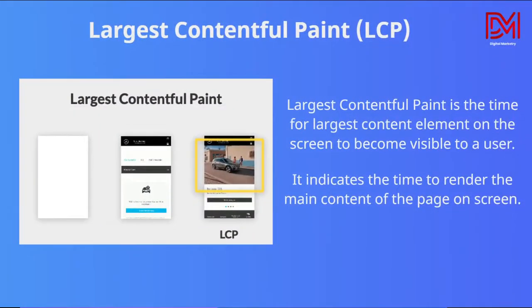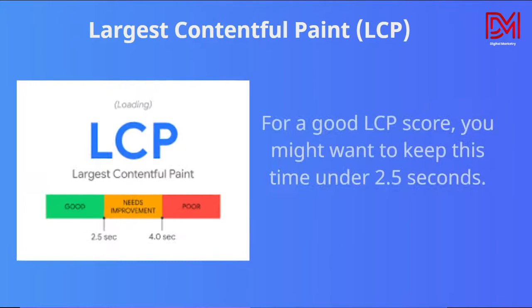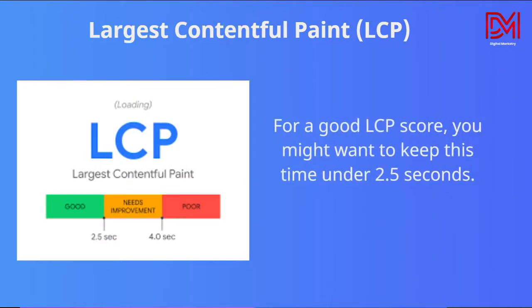Largest Contentful Paint is the time for the largest content element on the screen to become visible to a user. It indicates the time to render the main content of the page on screen. For a good LCP score, you might want to keep this time under 2.5 seconds.